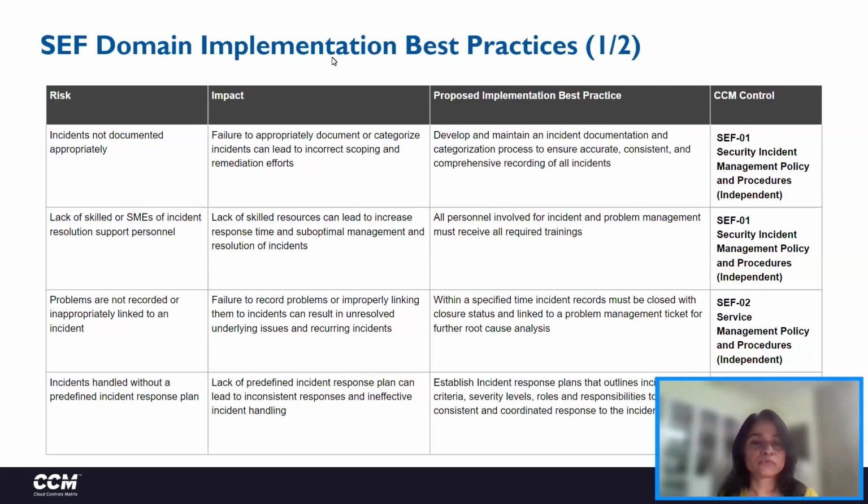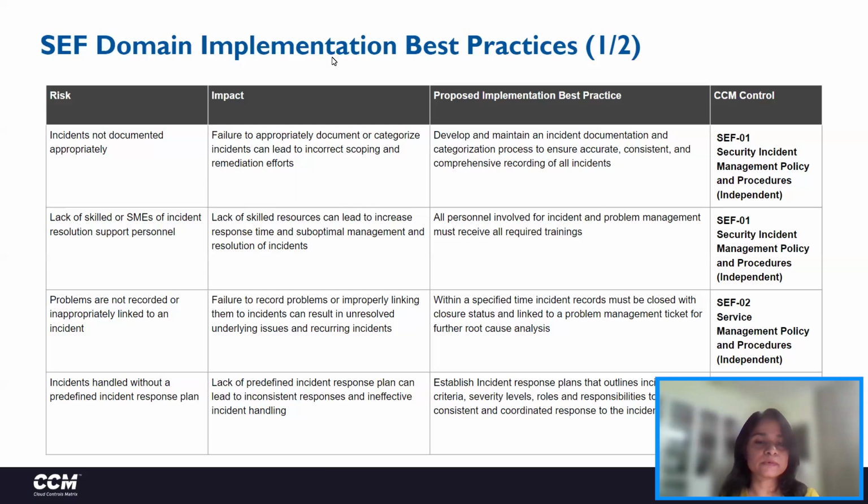Sure. So through this slide, we would highlight three key areas. First, what are the top risks that are relevant to the SCF domain? Second, how CCM controls and guidelines can be leveraged to mitigate them. And third, certain implementation responsibilities.